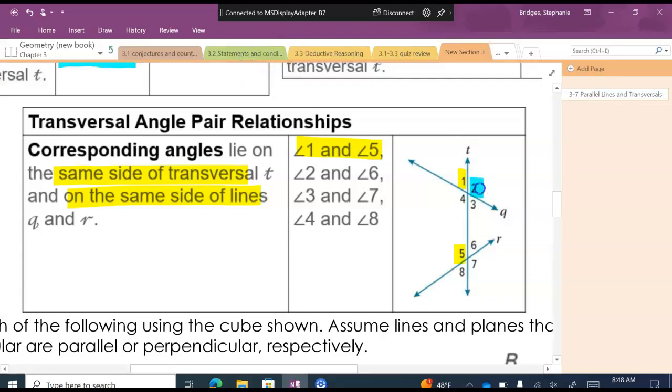All right, then if I look at 2, which one is in the same place, top right, but on line R? 6. Okay, so 2 and 6 are a pair of corresponding angles. What about 3? What's on the bottom right, but down on line R? 7. So 3 and 7 are a pair.